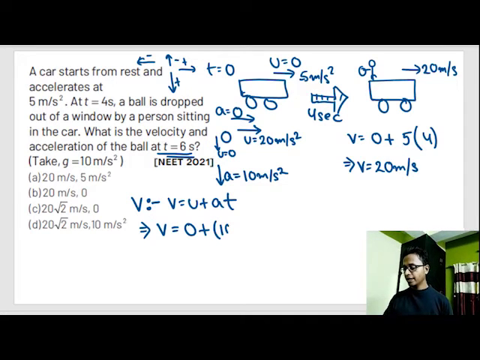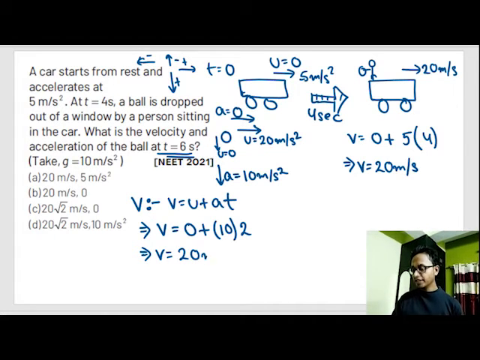a is 10 and t is 2. So velocity is nothing but 20 meter per second, or vertical component of velocity is 20 meter per second. Now let's find out the horizontal component of velocity.